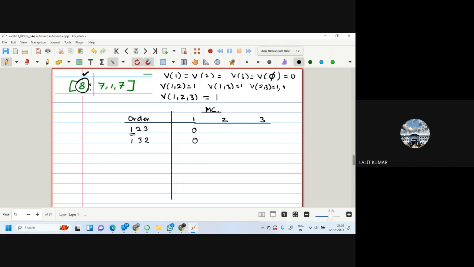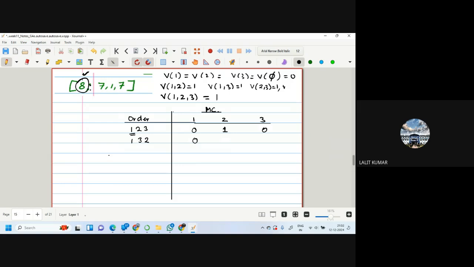Hello, am I audible? Okay. Now 2 comes, now the vote becomes 8, so he wins. Already he has won. Now 3 comes, does he make any difference? He does not make any difference. V3 is equal to V123 minus V12. Is that okay? This is 1, this is 1. So 3 does not make any difference. So this is the logic.